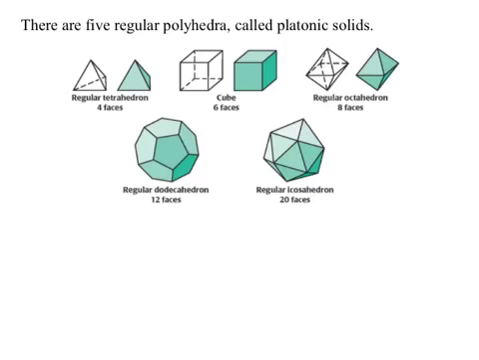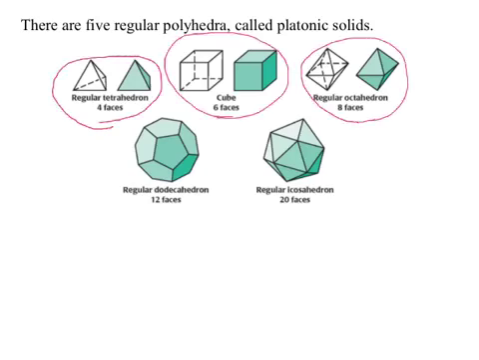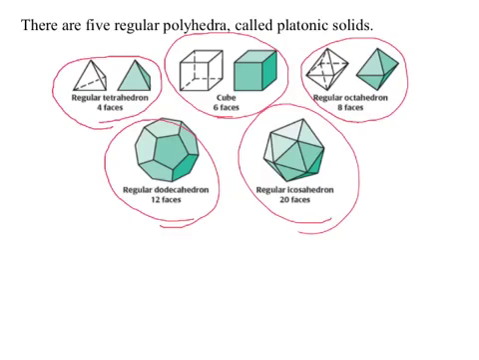There are 5 regular polyhedra called Platonic solids. I have a regular tetrahedron, which is 4 faces, a cube, a regular octahedron, which is 8 faces, a regular dodecahedron, which is 12 faces, and a regular icosahedron. I did not look up how to say that. I don't know if it's iso or ico, with a C and an S in the word. I would assume the C would be hard. So icosahedron, not sure. But those are the only 5 regular polyhedra that exist.